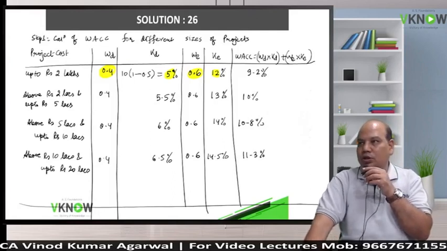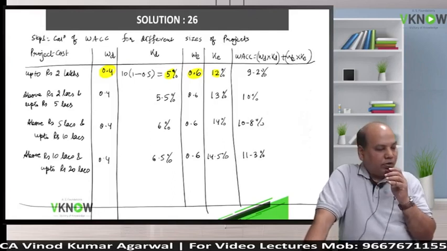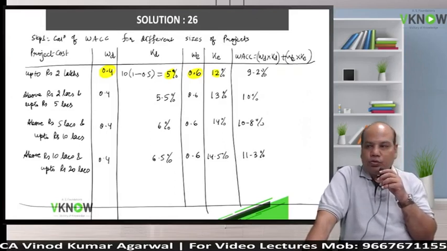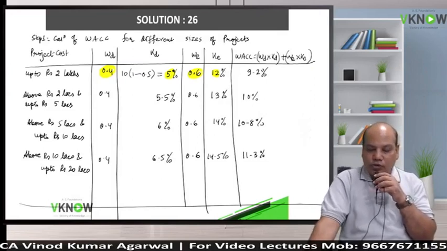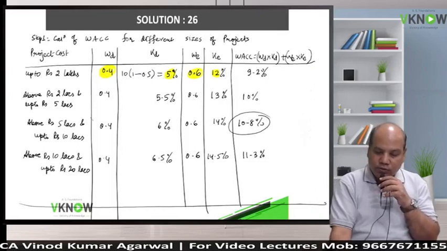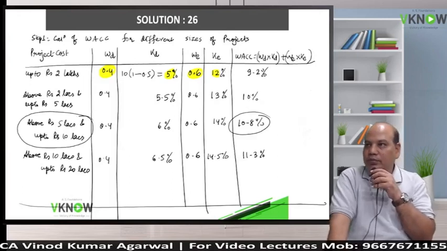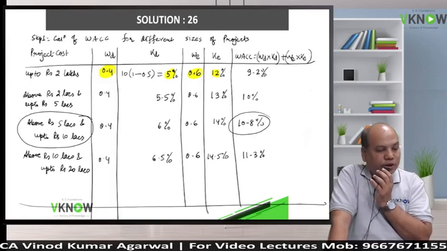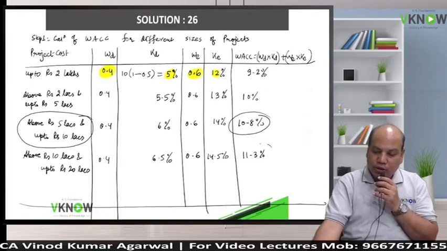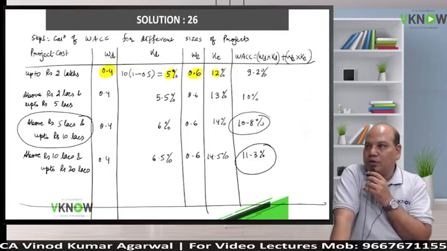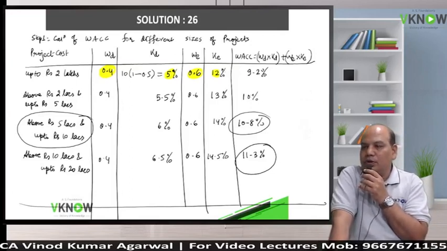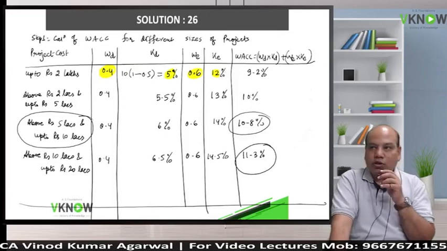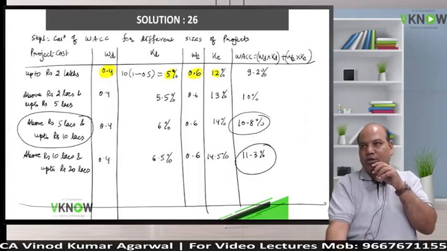Now wait, our answer is not over. This will help you to answer question number 1. Question number 1 was to calculate the cost of capital of two projects X and Y whose funds requirements are 6.5 lakh and 14 lakh. 6.5 lakh will fall in the third category of projects, so the cost of capital of project X is 10.8%. 14 lakh will fall in the fourth category, between 10 to 20 lakh, so the cost of capital of project Y is 11.3%.